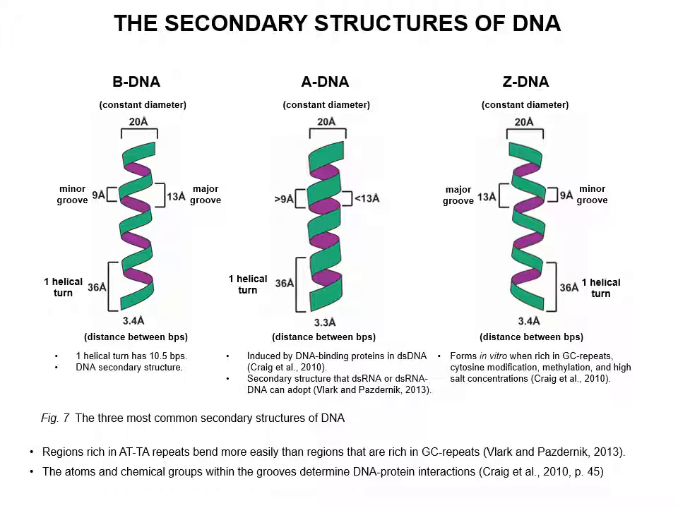The Z-type helix is left-handed and a very uncommon structure that DNA can adopt in vitro as a result of regions rich in GC repeats, cytosine modifications, methylations, and a high salt concentration.